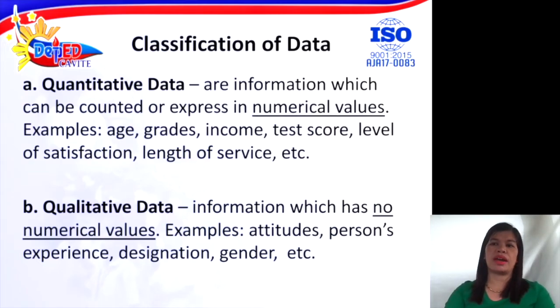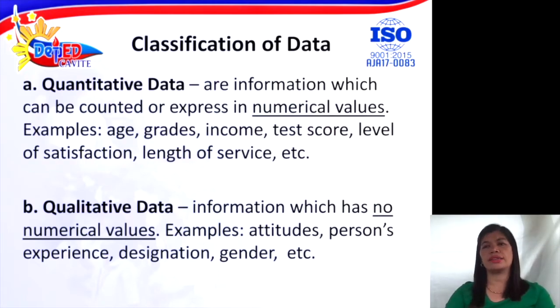So data can be classified into two: the qualitative and the quantitative data. When we say quantitative data, these are the information which can be counted or are expressed in numerical values. Example: age, grades, income, test scores, level of satisfaction, the length of service. So they have numerical values.